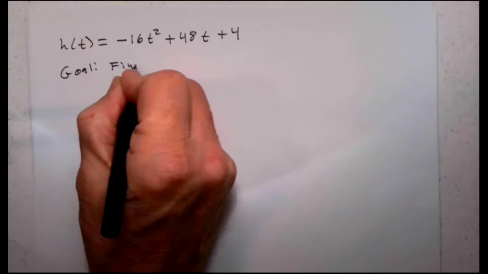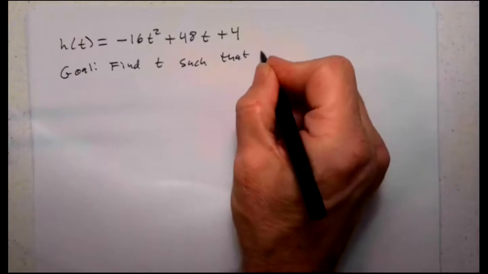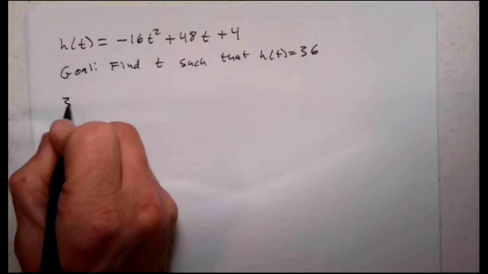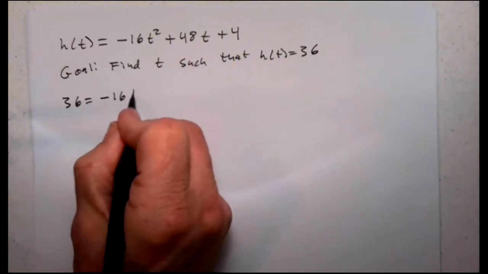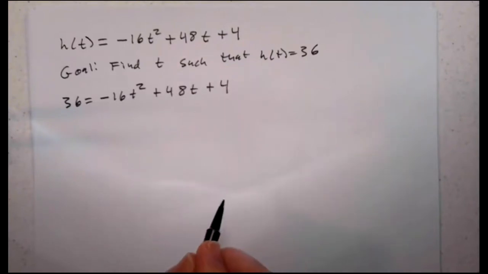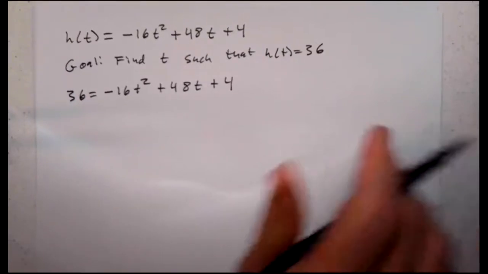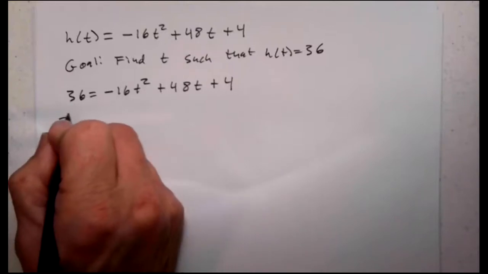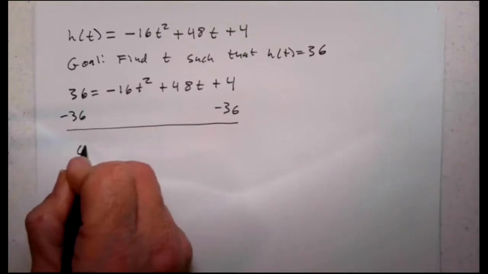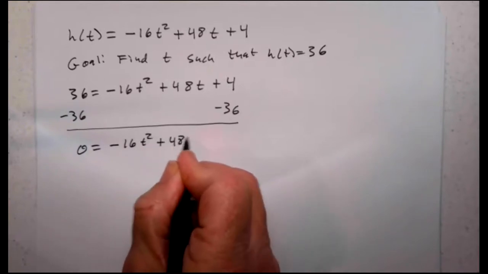Find t such that h of t is 36. Okay, h of t is 36. Negative 16t squared plus 48t plus 4. This is a quadratic equation. We would like to have a quadratic equation equal to 0, so we will subtract 36 from both sides. And we get 0 equals negative 16t squared plus 48t minus 32.